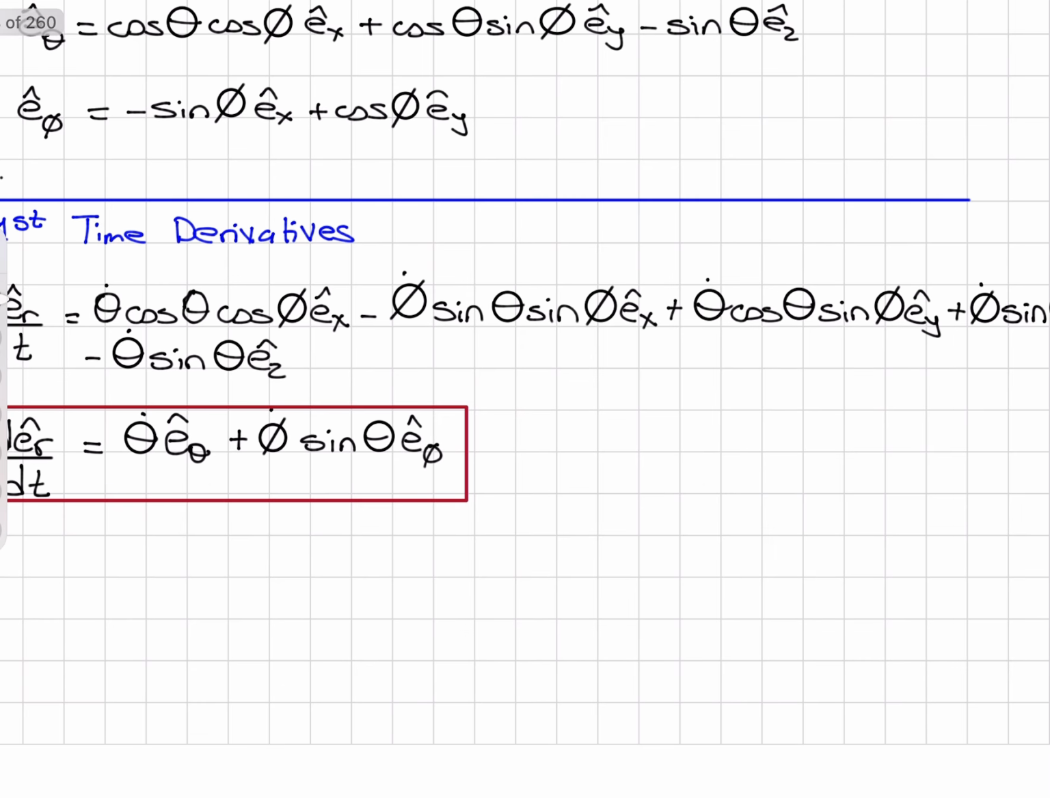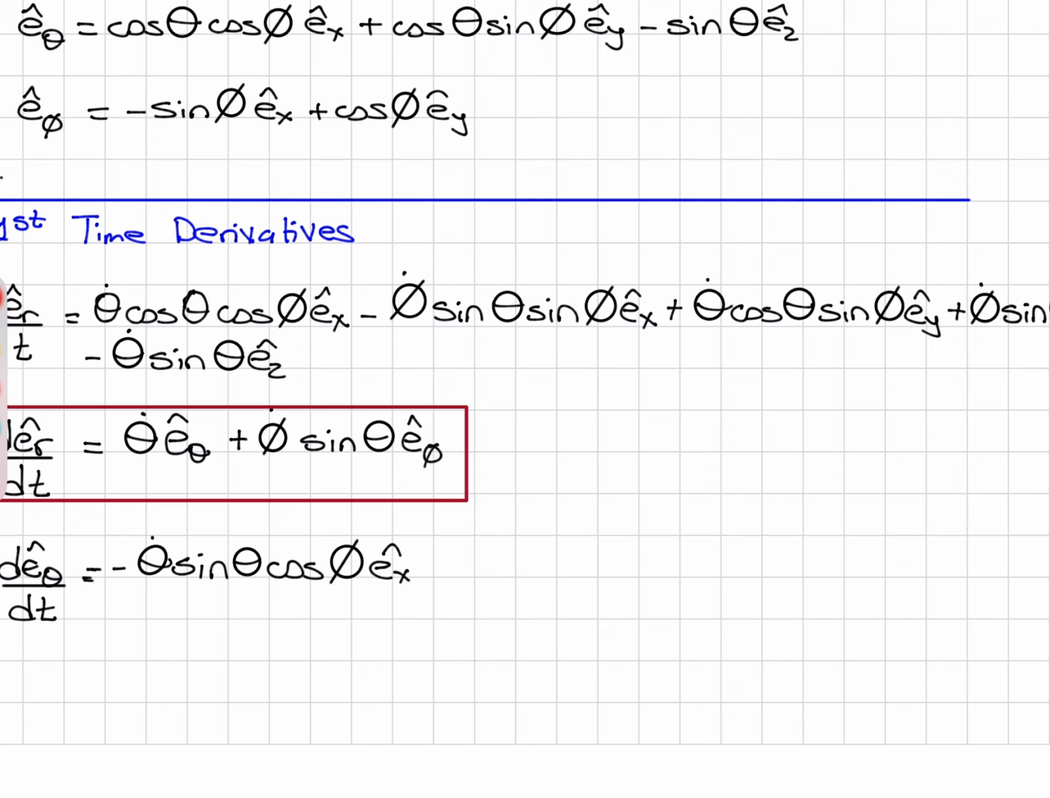Let's work on the time derivative of e theta hat. So what is d e theta hat dt? For e theta hat, I have cosine theta cosine phi ex hat. So the first term will be minus theta dot sine theta cosine phi ex hat, and then I can consider the phi term.